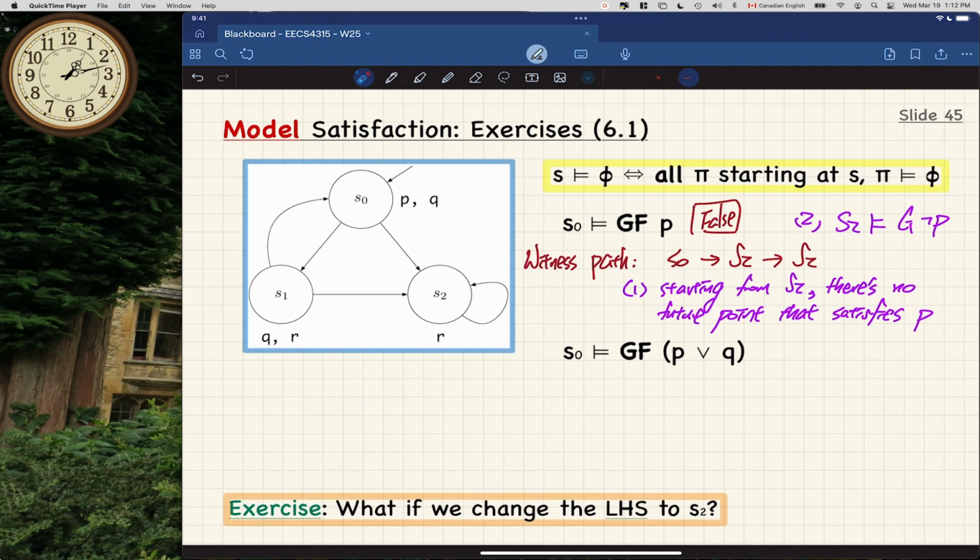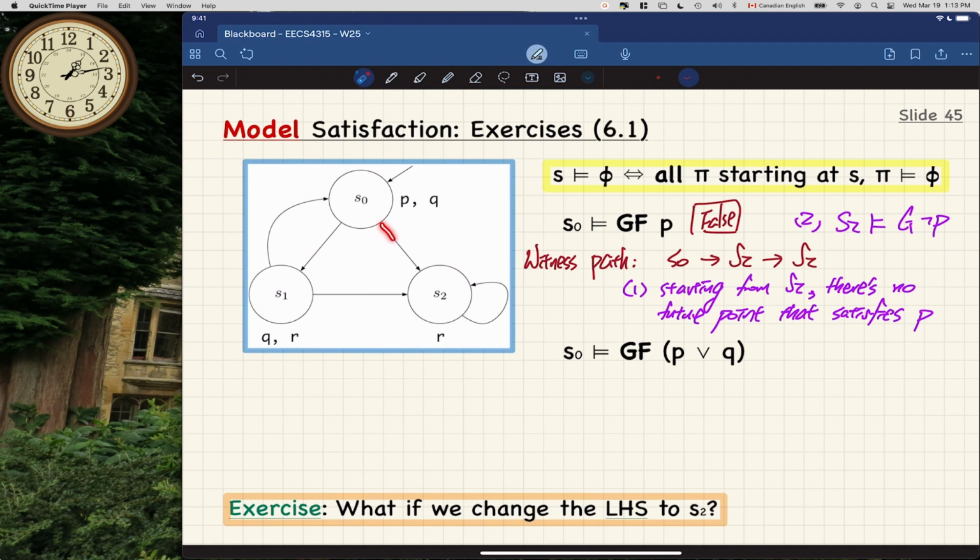All right, let's now do one more. How about this one here? Infinitely often P or Q. If you don't think so, again, give me a witness path. Anybody? S0, S2, S2. Yeah, again. So I think that these two examples are rather simple. I just want to get some feel about this infinitely often, right?